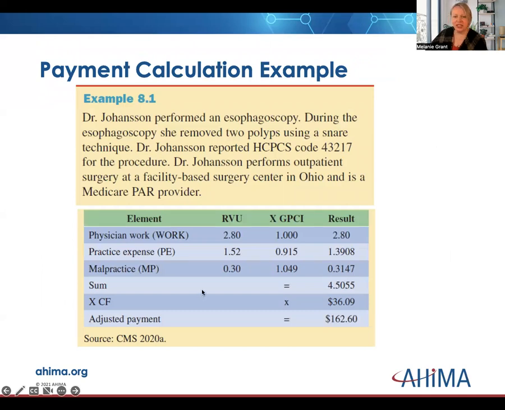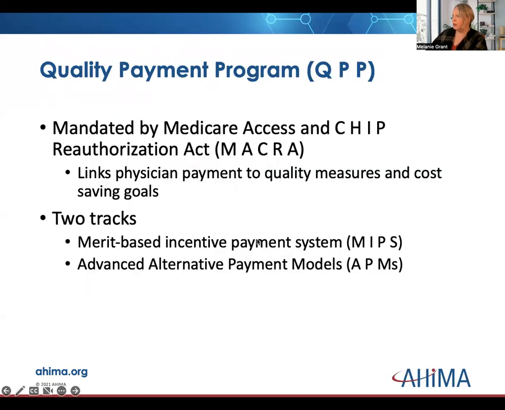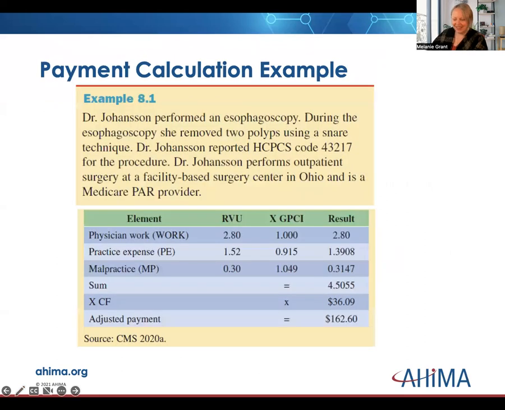So we have some calculation examples here. Our first example is Dr. Johannesson, who performs an esophagoscopy. During the esophagoscopy, she removes 2 polyps using a snare technique. So that's basically on the end of that scope, there's like this little hook that snares the polyps and pulls them off. This is reported with procedure 43217. They then perform an outpatient surgery at a facility-based surgical center in Ohio, which is a Medicare participating provider.